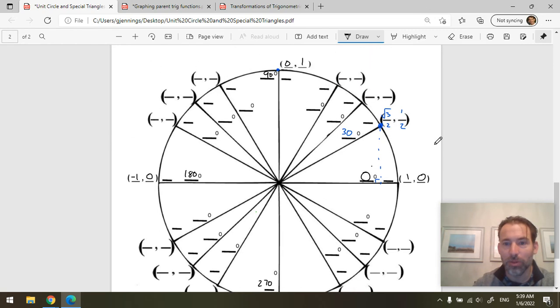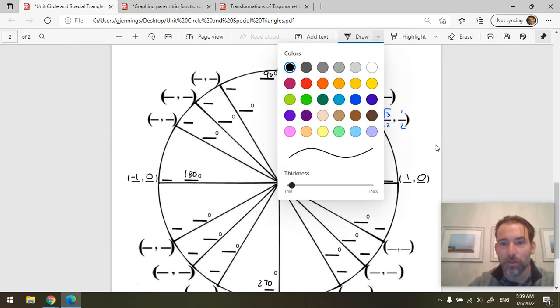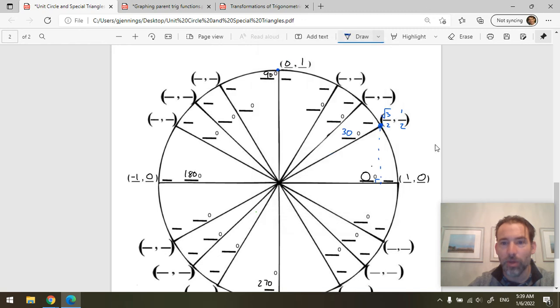So now let's go back to blue and we'll put in all our 30 degrees. If you recall, we have this concept of related acute angles. This angle is going to be related to that angle. This is 180 minus 30, and so that's 150. You'll notice it has the same y value. So we can just put in this y value of 1/2, but it has a negative x value.